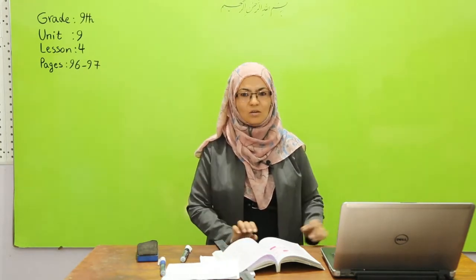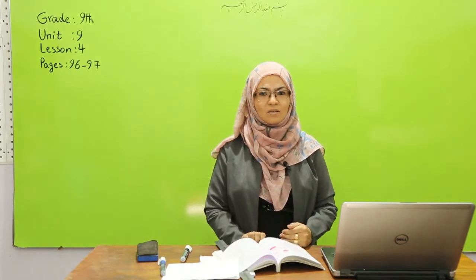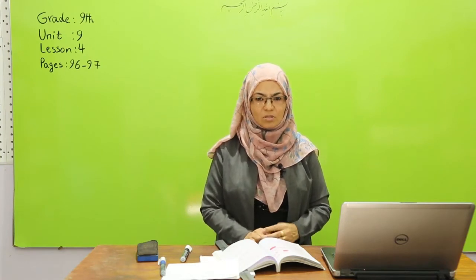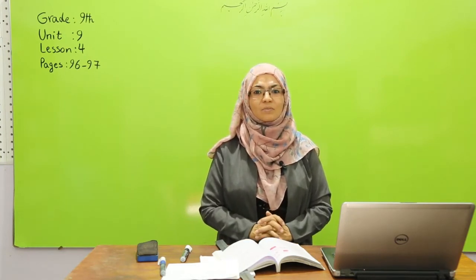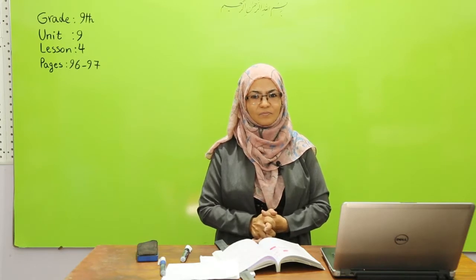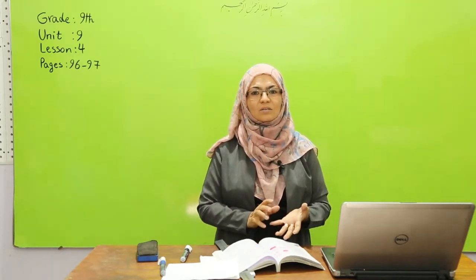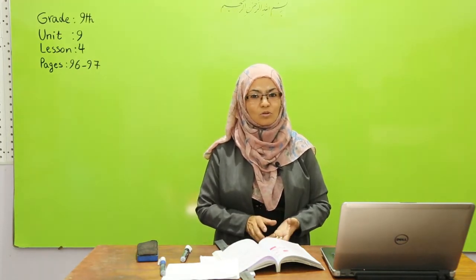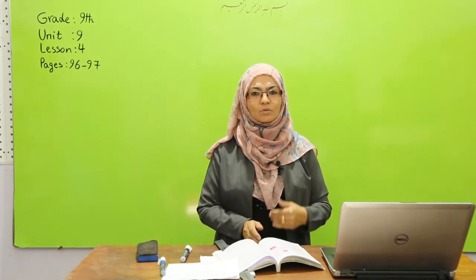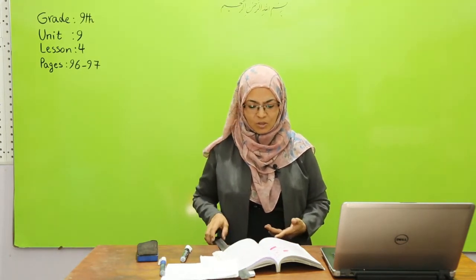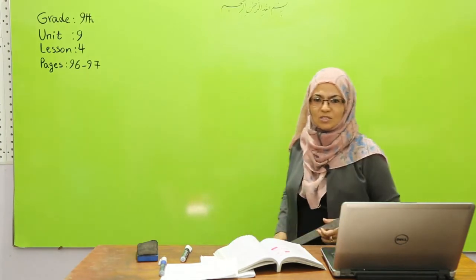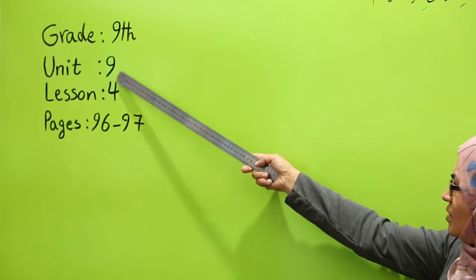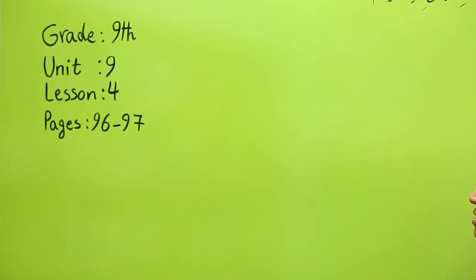Very good. Excellent. So we will go to the new lesson. In this lesson we will study a new point. This point also is related to the previous lessons, but it is a little different, and you are familiar with this point, but maybe you don't know the meaning. We will help you to learn more about it. Okay, so see the board to know about the pages, then we'll go to the book. We are in Unit 9, Lesson 4, and we have 2 pages, 96 and 97.